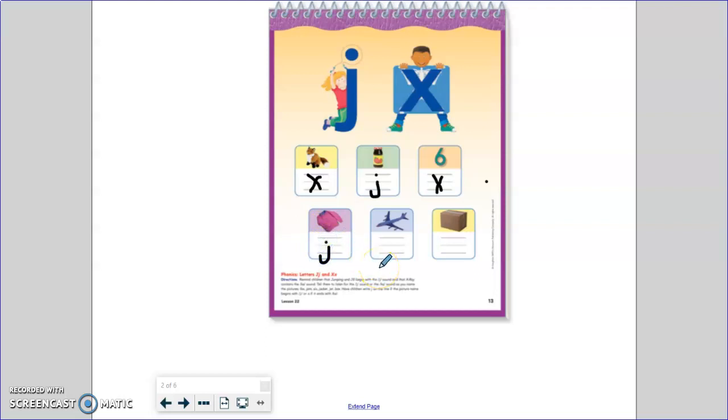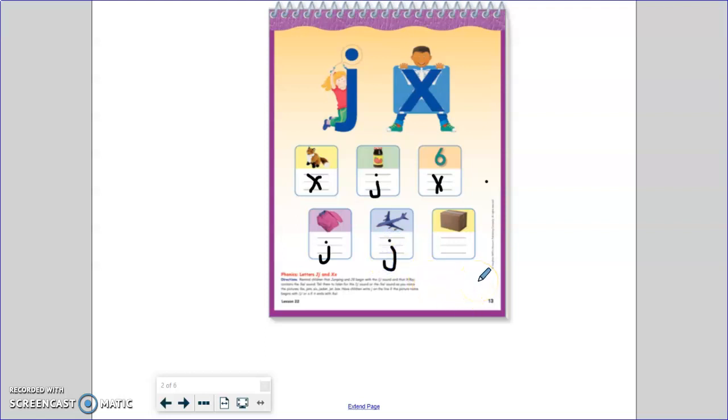Then we have a jet. Which letter do you hear in the word jet? Do you hear the J sound in jet? Yes, I hear the J at the beginning of the word jet. Which letter should we write to make the J sound? That's right, we need to write the letter J because J says J.